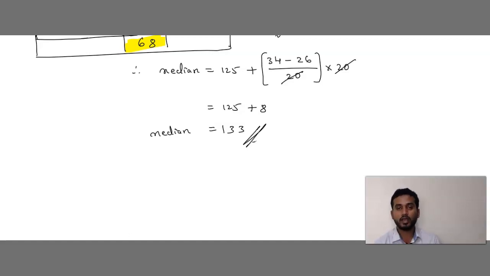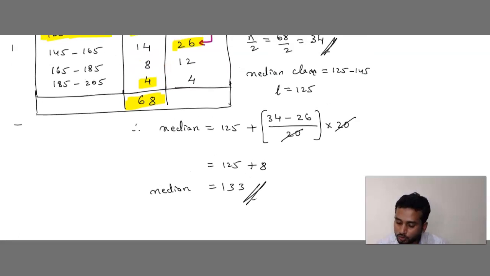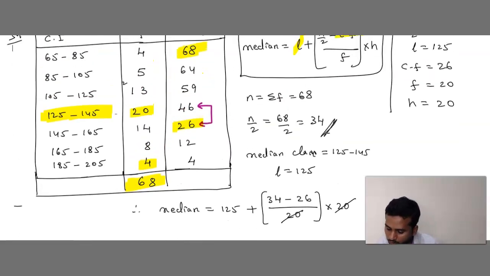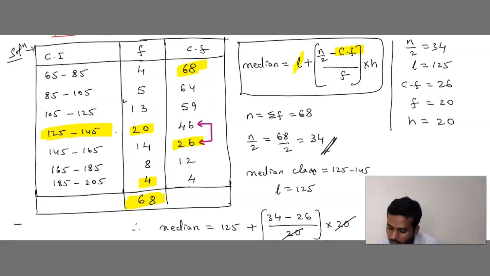This is the way we have to find the median. I hope you all have understood how to solve this problem. Once again, let me cross-check the values. L is 125 plus n by 2, 34, minus cumulative frequency 26, and frequency is 20 and H is 20. Yes, it's correct. So I hope you all have understood how to solve the problem based on median.